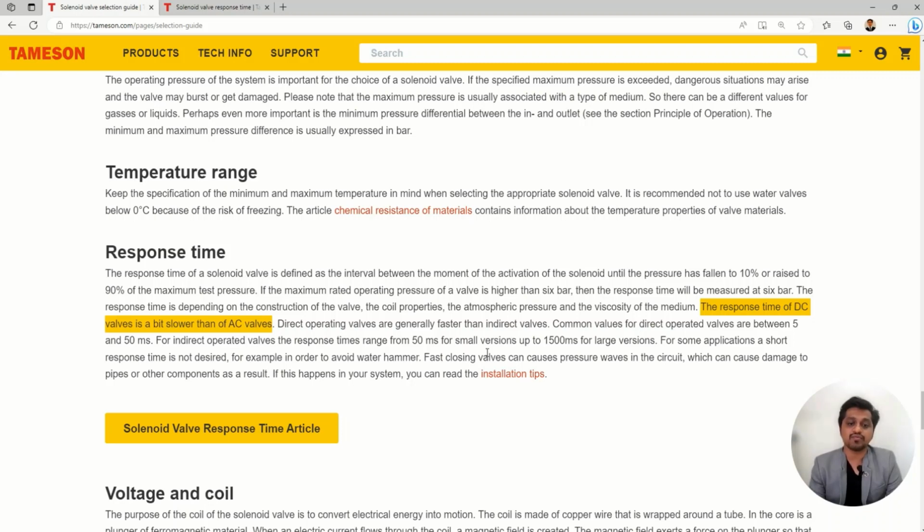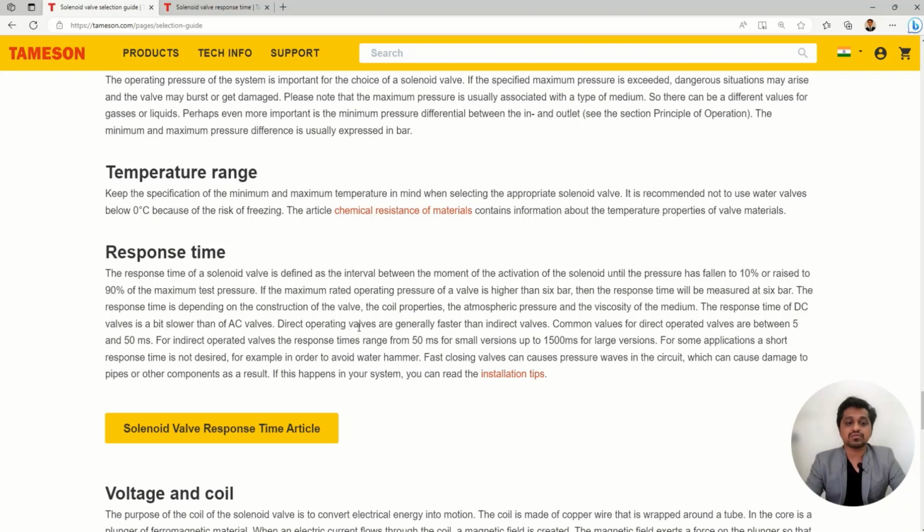Then again we have direct operating valves, which are generally faster than the indirect valves, right? Because in the indirect valves we have the diaphragm and the pilot pressure and all those things, so it takes more time for the actuation, right? The common values for the direct operated valves are between 5 to 50 milliseconds, right? And for indirect valves the same time will vary in a range of say 50 milliseconds to 1500 milliseconds, also for the large versions having large flow rates, right? So this is about the response time. It is dependent on many factors.